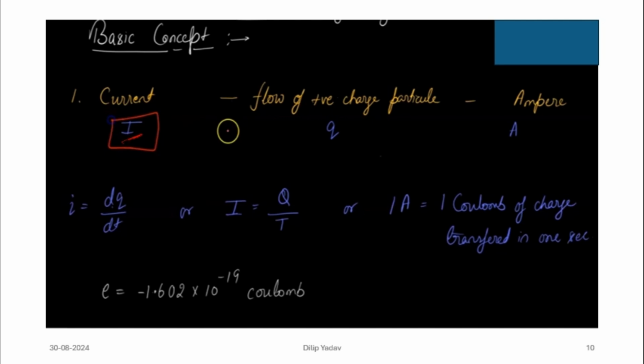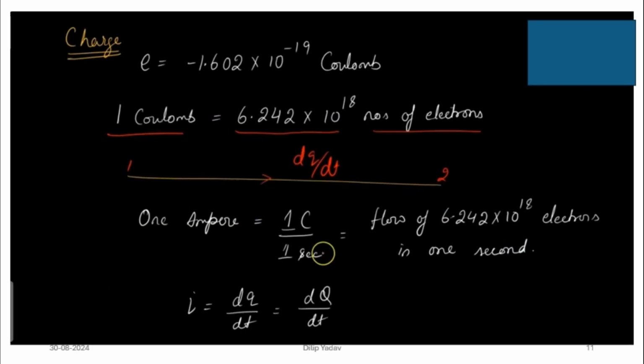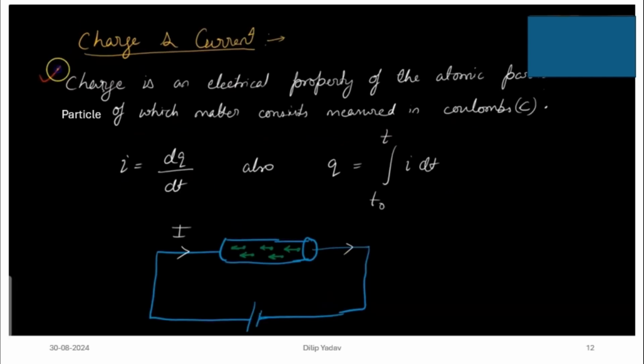the movement of the charge will represent the current, the flow of positive charge, known as the ampere, the rate of change of charge, or I is equal to dq upon dt. 1 ampere is equal to 1 coulomb of charge transferred in 1 second. That was equal to this value. So the charge 1 coulomb, this is the simple representation of what we are saying.